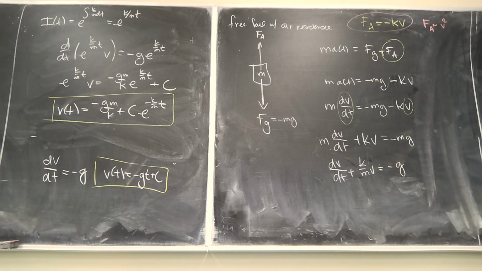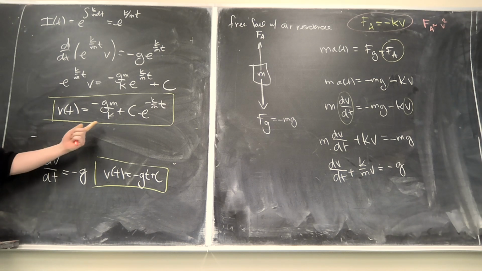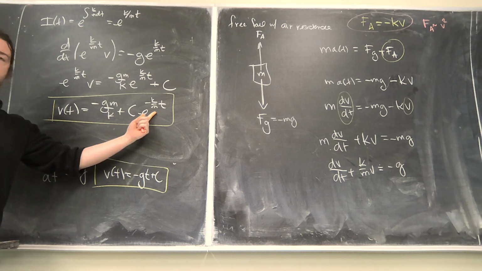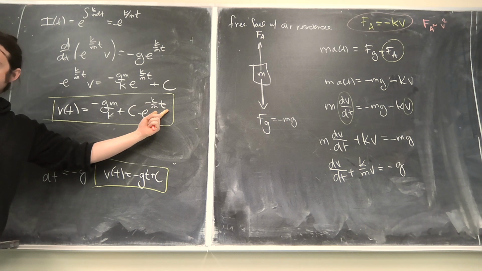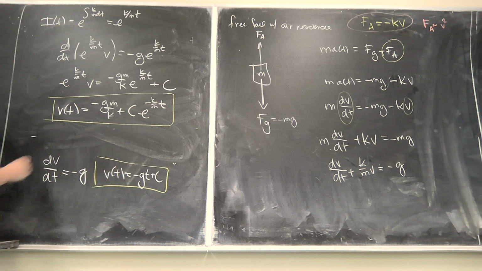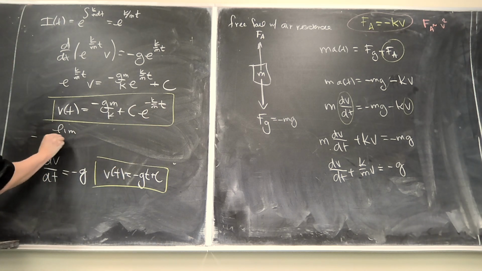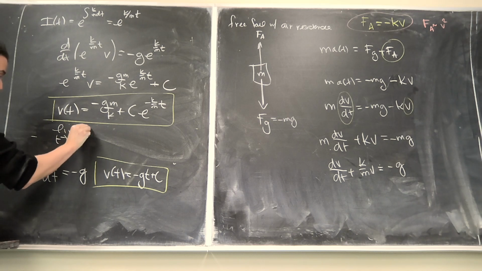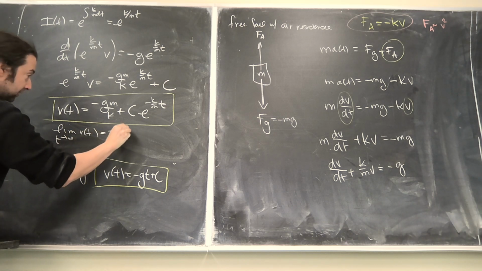So let's take a minute and interpret what that says. So minus gm over k is a constant, a negative constant. So it's oriented down. That says velocity with respect to time has this thing that's always there, this constant term. And what happens to the other term as t goes to infinity? Yes, e to the minus infinity, which goes to 0, right? So the limit as t goes to infinity of v of t is equal to minus gm over k.